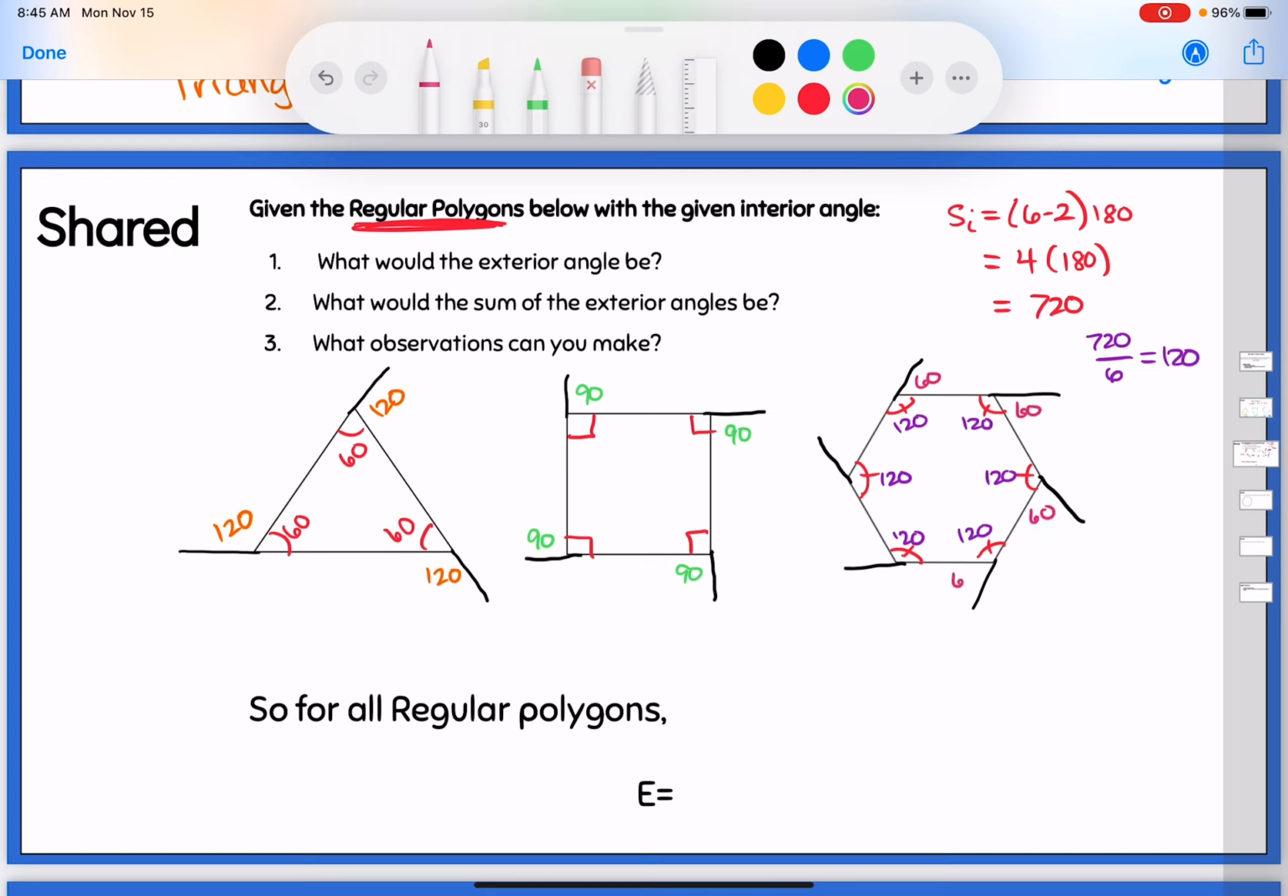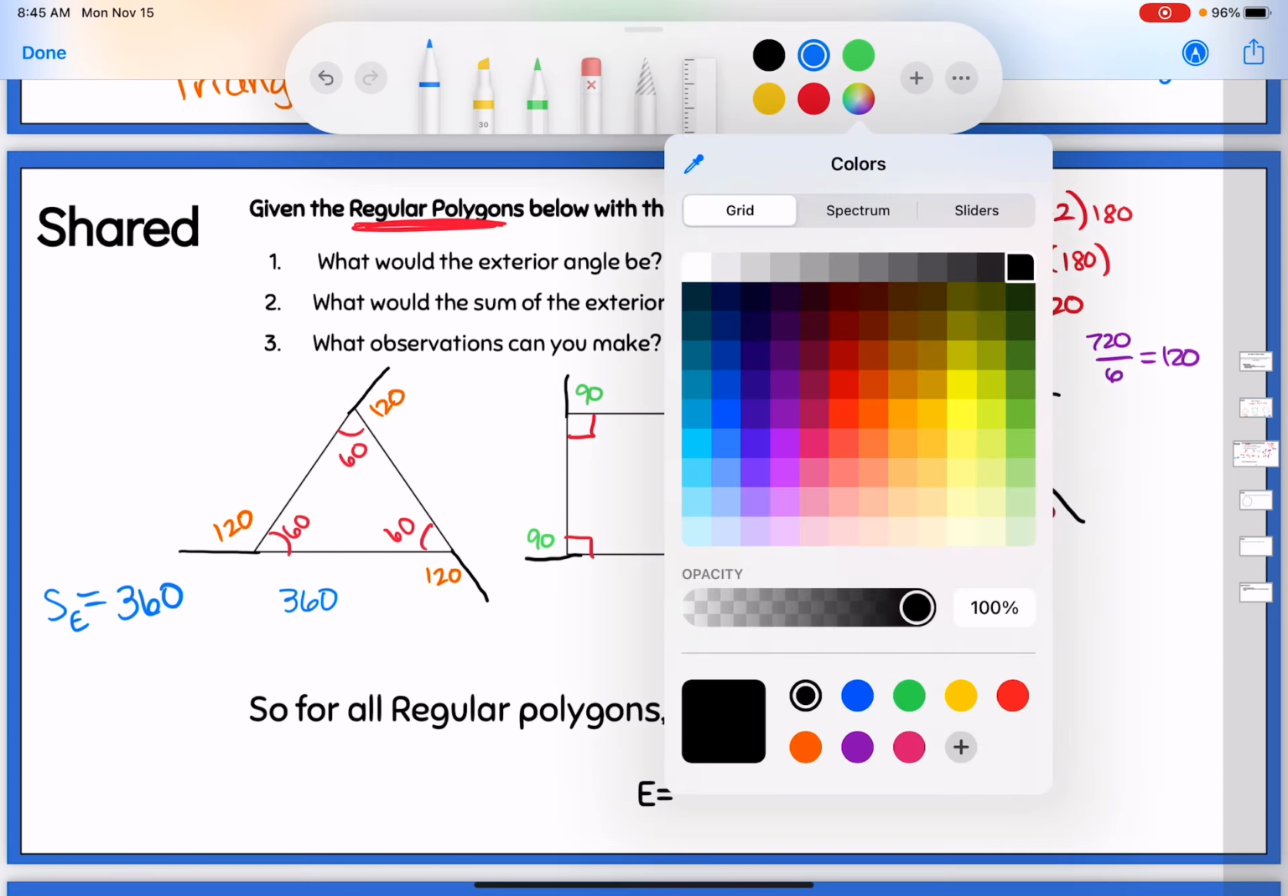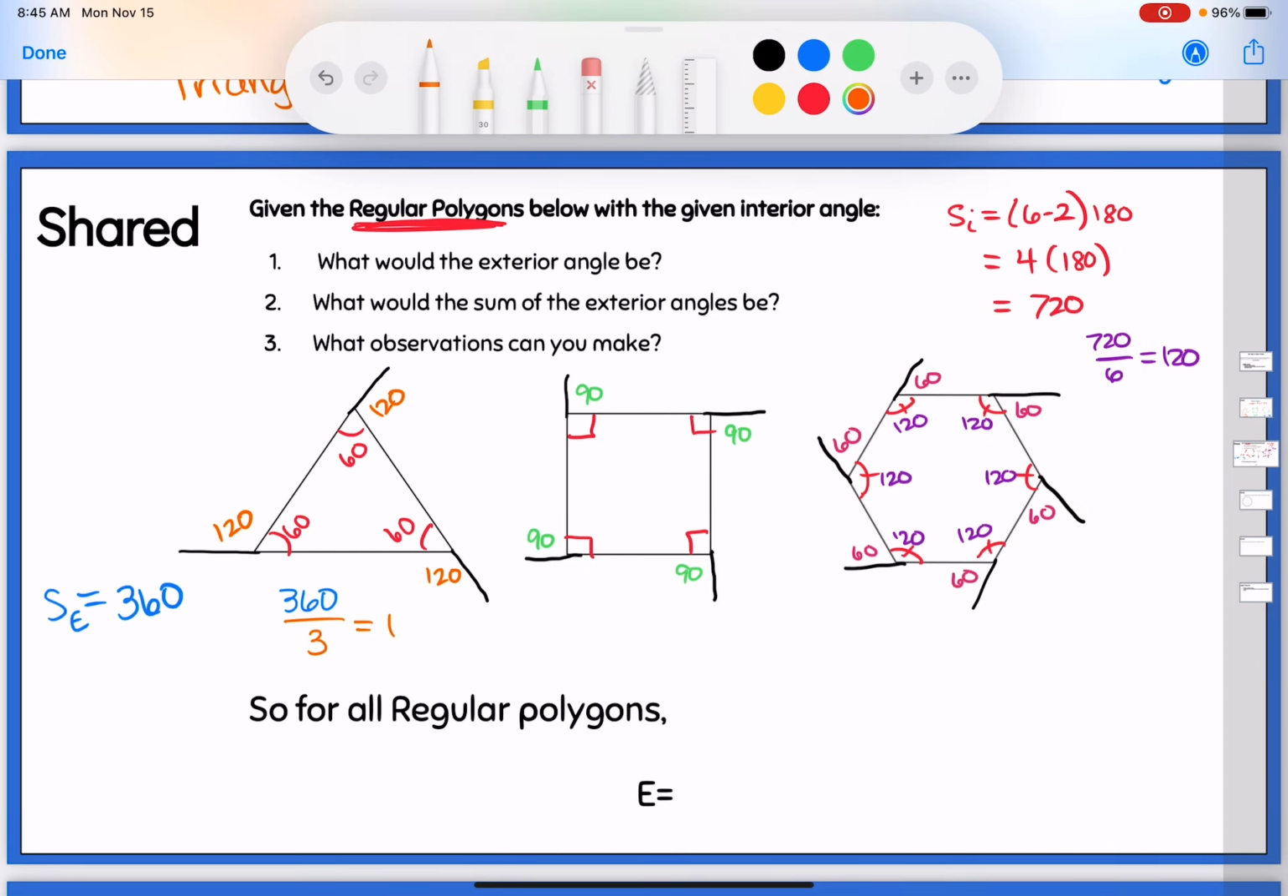All right, well, I got there. That seems like a lot of work, though. What did we learn about the sum of the exterior angles yesterday? We learned that the sum of the exterior angles, S sub E, is always 360, right? So if I know that the sum of the exterior angles is 360, and if they're regular, they're split up evenly by however many there are, right? So if I have my triangle, I would take this 360 degrees, and I would divide by 3, because there's 3 angles, and I would get 120.